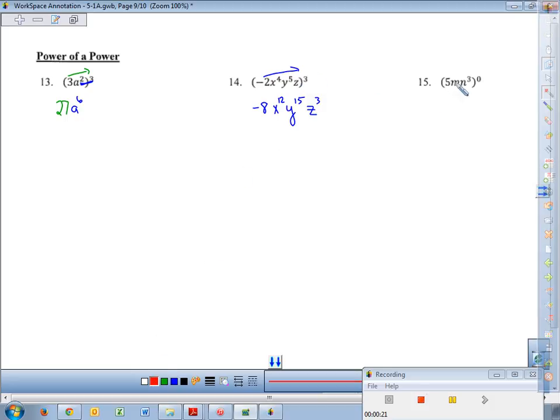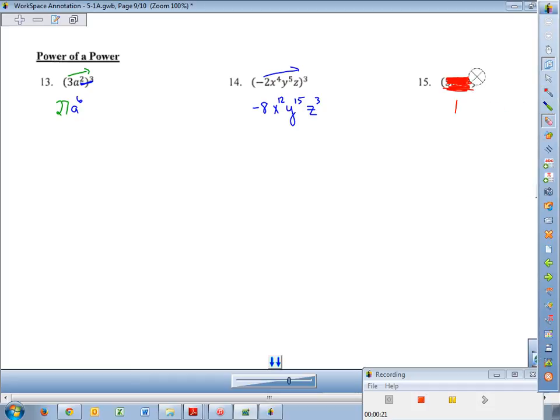And on number 15, they got all of this junk right here raised to the 0th power. Well, the whole red thing is going to get raised to the 0th. So you take 5 to the 0th, which is 1, m to the 0th, which is 1, n to the 3rd to the 0th, which is 1. It all shoots out to be 1 because anything raised to the 0th power turns out to be 1, and the whole red thing was being raised to the 0th power. So that was an easy one. Me likes those. Anything raised to the 0th power is 1.